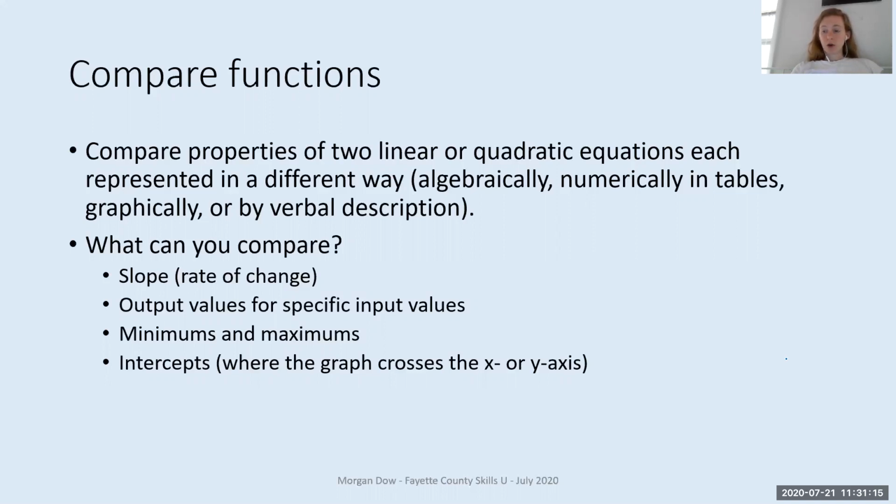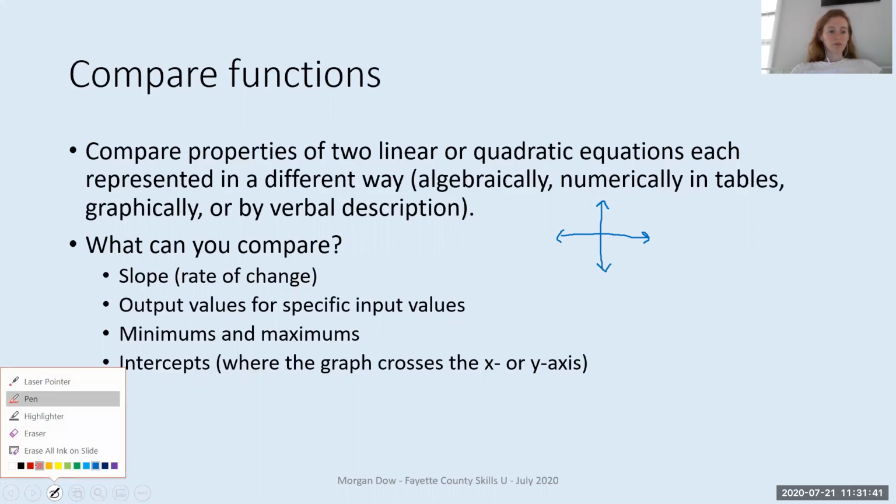So what can you compare if you're given two functions? Well, you can compare slope. If you have two linear functions, you can compare their slope or their rate of change. So in previous lessons, our lesson on linear functions and proportional relationships, we had some examples where we were comparing two linear functions, meaning two lines. And we might have one line that looks like this in red, and we might have another line that looks like this.